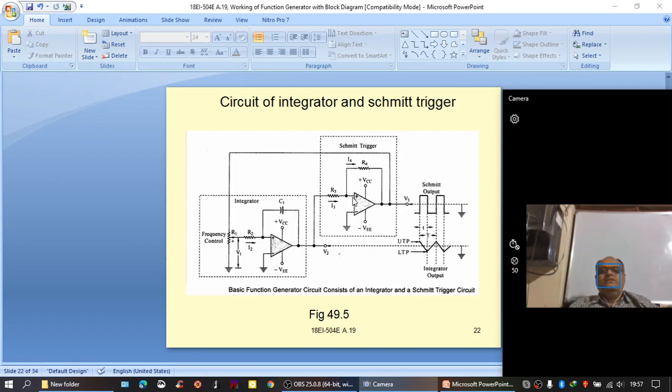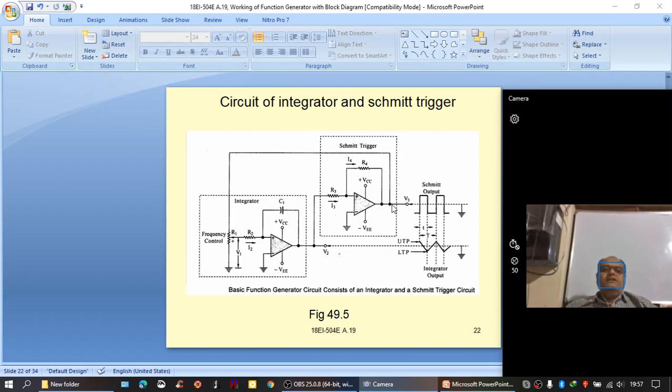Once again, after the voltage on the capacitor falls below LTP, the output will change from high to low, and the capacitor starts discharging. So this is a continuous process. Except for biasing voltage, there is no external excitation to the circuit. Only biasing voltages are there.